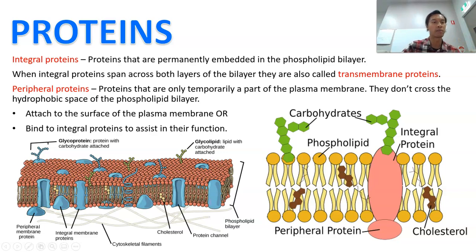If it's not permanently embedded, we call it a peripheral protein. Peripheral meaning side vision, peripheral vision, so off to the side. So peripheral proteins are only temporarily attached to the phospholipid. They're either attached to the surface of the phospholipid, much like this one here, or attached to an integral protein, like this one here, and will assist in their particular function.